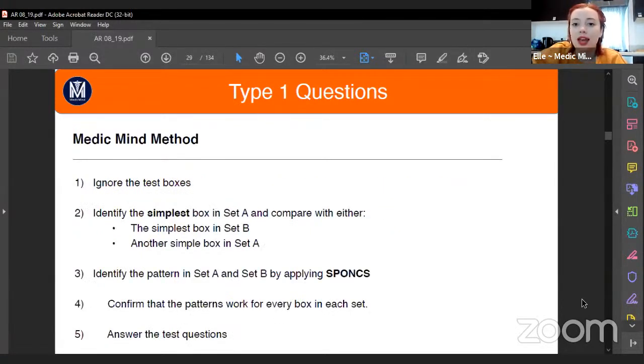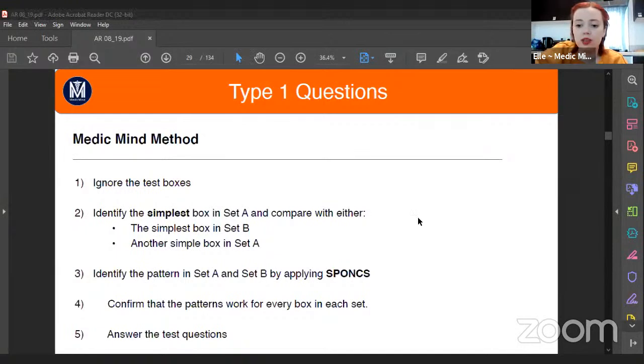So in terms of your technique, this is the Medic Mind method for approaching these questions. First of all, ignore the test boxes. What do I mean by that? I mean the little squares where it's saying, is this in set A, set B, or neither? Ignore that until you've found the pattern, because if you don't find the pattern, there is no point looking at the questions. So find the pattern first.